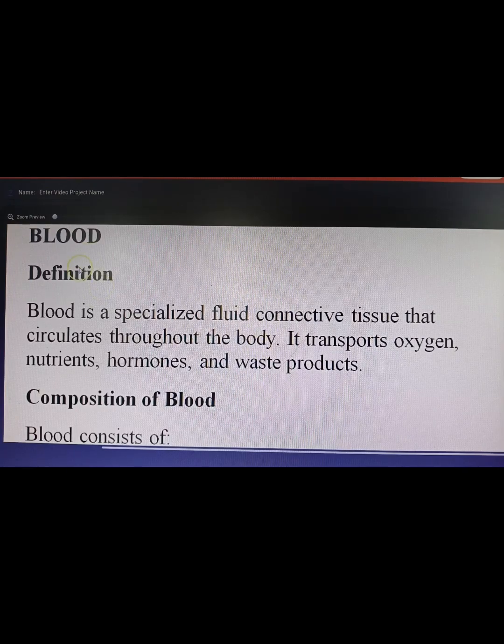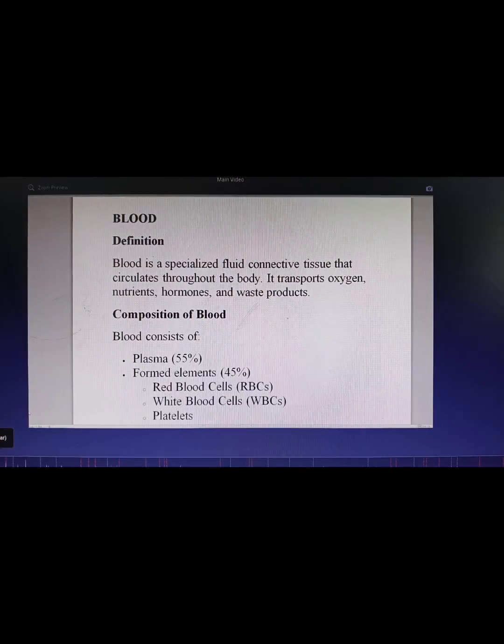Now we will see the blood definition. Blood is a specialized fluid connective tissue that circulates throughout the body. It transports oxygen, nutrients, hormones and waste products. Why is blood called fluid connective tissue? Because it connects all body tissues by transporting oxygen, nutrients, hormones and waste products throughout the body.